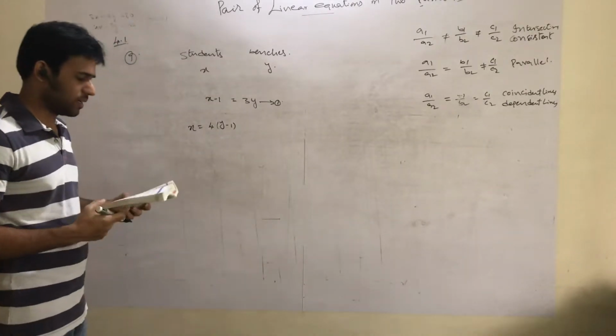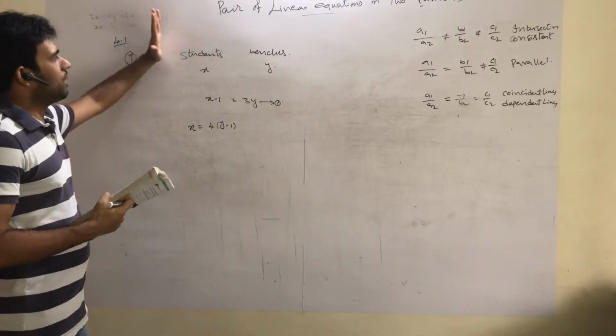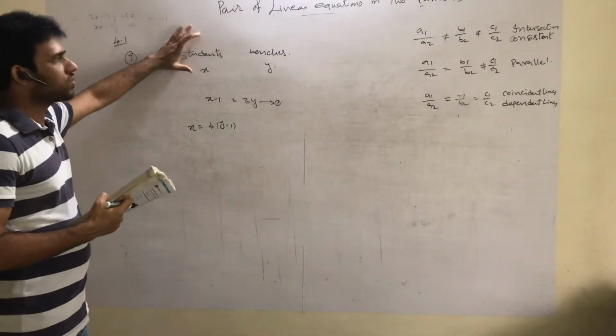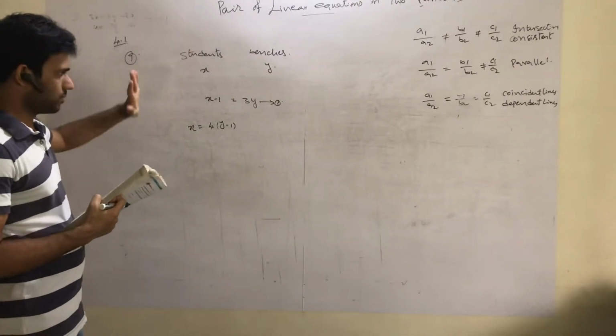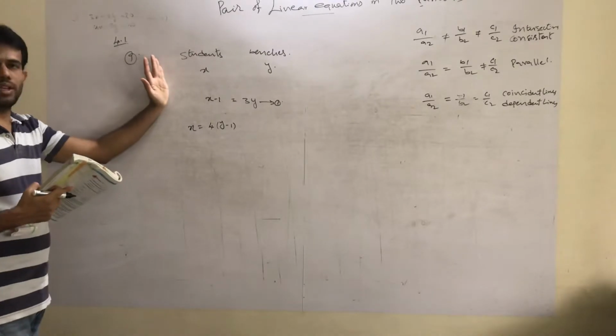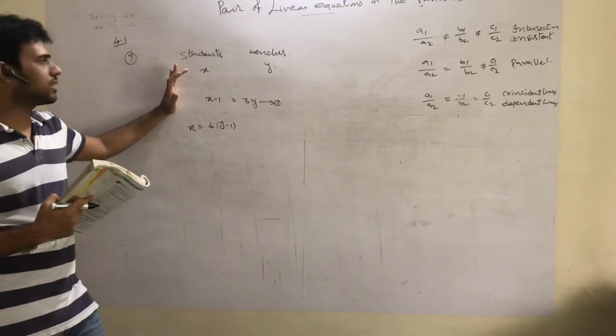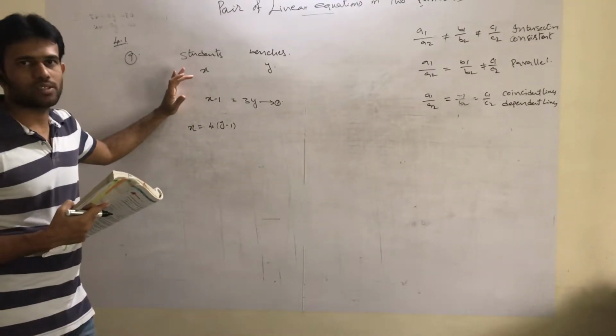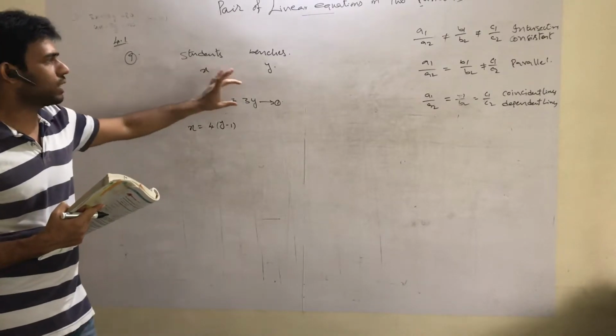Okay, I will explain you again. So in a 10th class we have x number of students and y number of benches. So x minus 1 students are sitting on y benches. So that becomes x minus y equal to 3y.